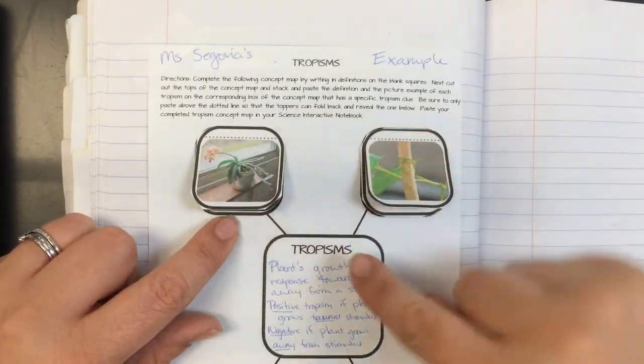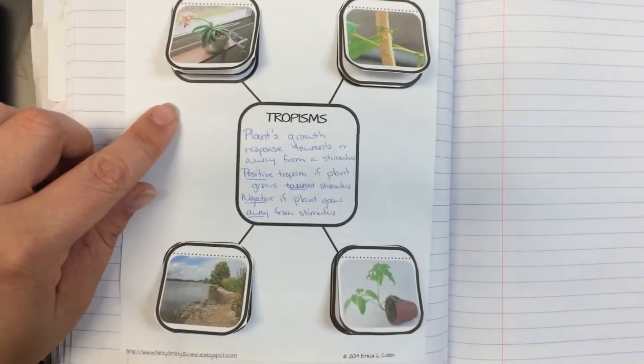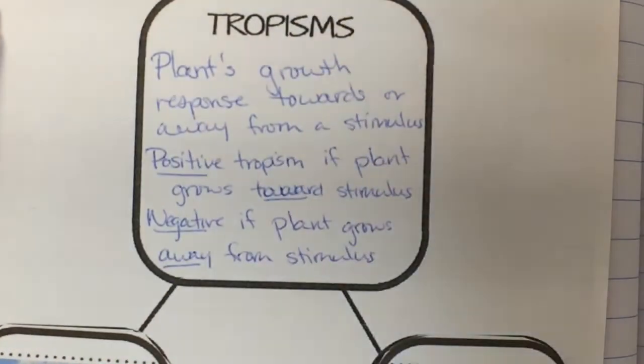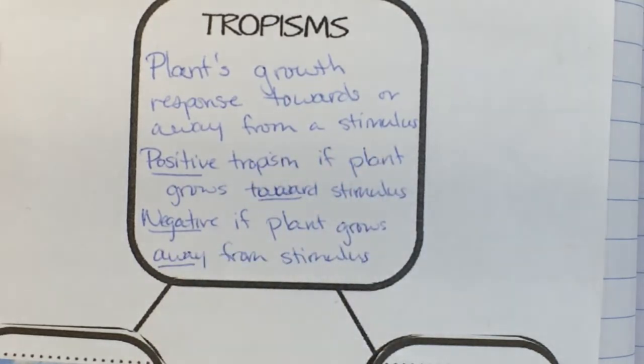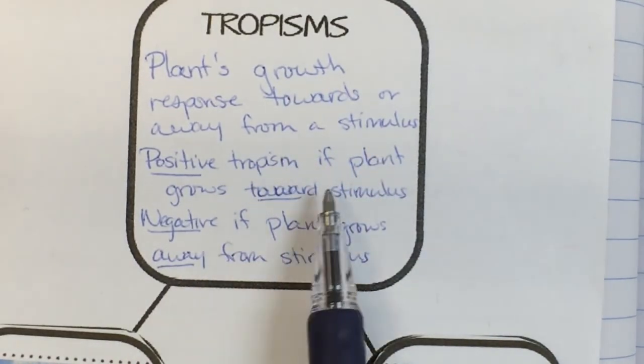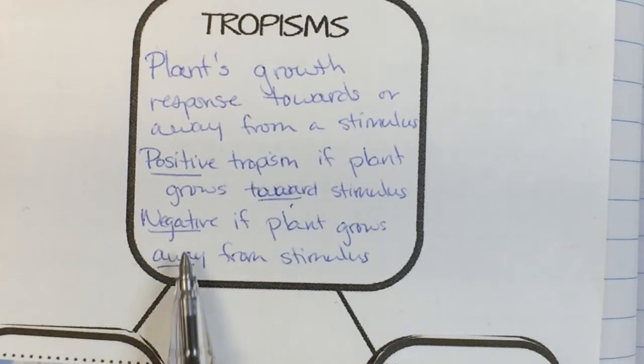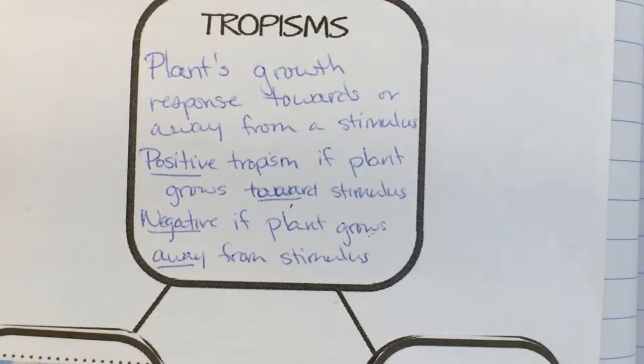And so tropisms, if you didn't get that definition earlier, are a plant's growth response towards or away from a stimulus. A positive tropism is if the plant grows towards a stimulus, and a negative if the plant grows away from the stimulus. So if you want to pause that and copy it down, there you go.